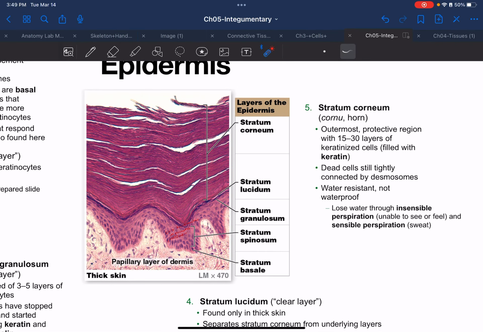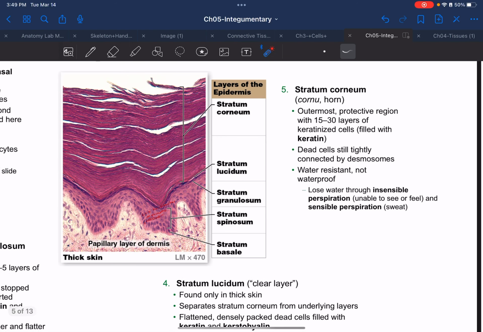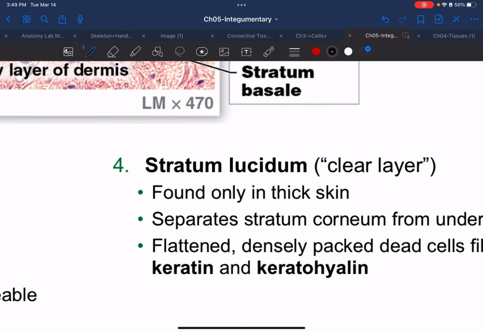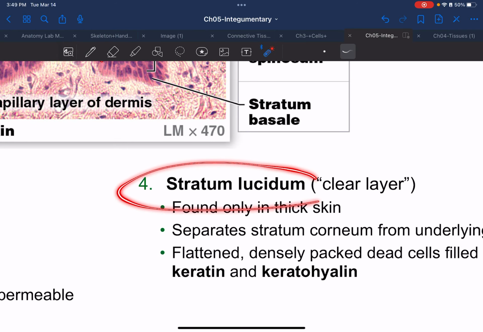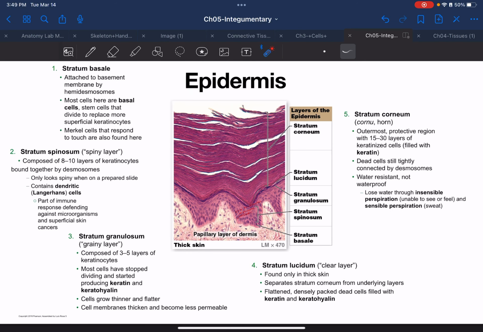Now, first one, stratum corneum, stratum lucidum, stratum granulosum, stratum spinosum, stratum basale. The one that you do not have in thin skin is lucidum, and I wrote a little note here for you. This is the one that's missing in thin skin, stratum lucidum. So there's always an order to these cells, and in each layer there's always something different going on.